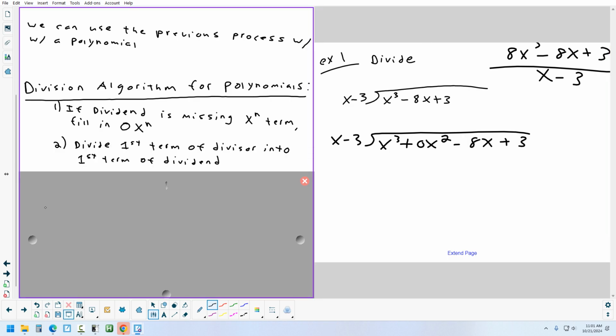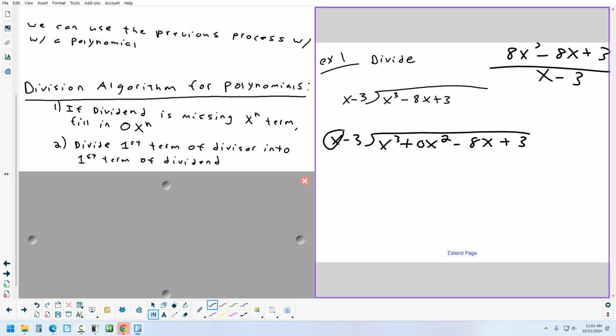Okay, second step. You're going to take the first term of the divisor, which is x, and you're going to divide that into the first term of the dividend, which is x cubed. I just wrote it as x times x times x because I think it'll make it easier for people to see what's going to happen. Now, if you're wondering, what about this minus 3? You don't do anything with it yet. It just stays there for now. So let's do that out. What's x cubed divided by x? That would be x squared, because an x cancels from the top and the bottom.